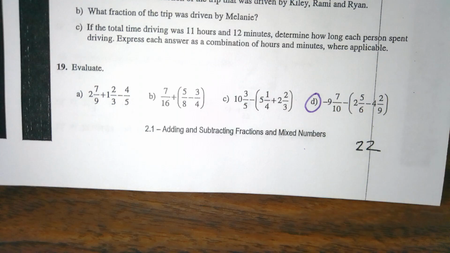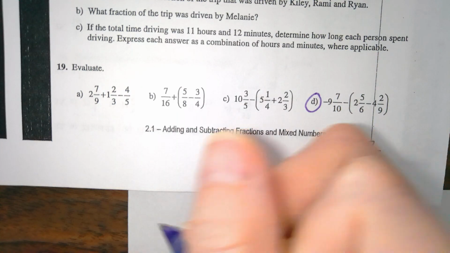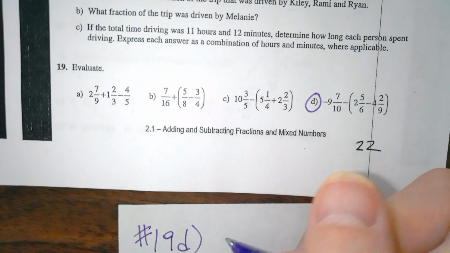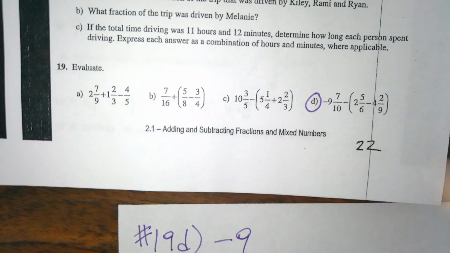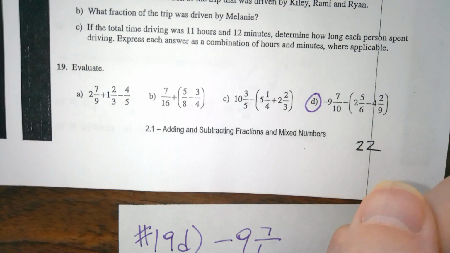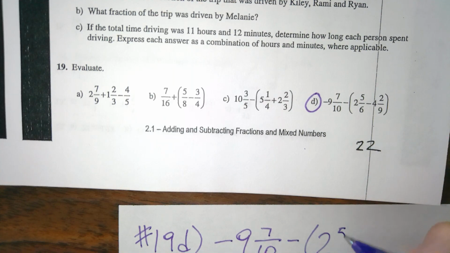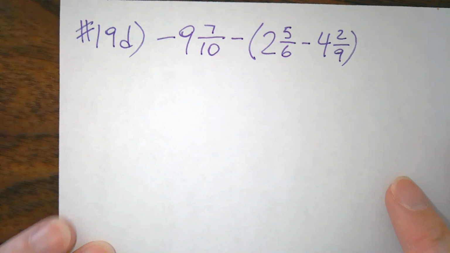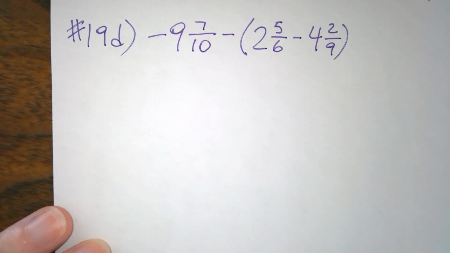Let's go straight to the hardest one. Question number 19D. I'm just going to rewrite it because it does take more space than this right here. Yeah, you might not have enough space. Okay, 2 5/6 minus 4 2/9. Okay, so page 22, number 19D.